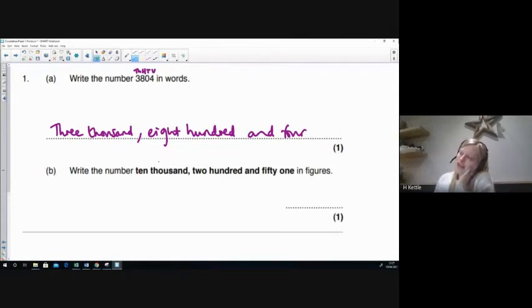Write the number 10,251 in figures. So 10,251.